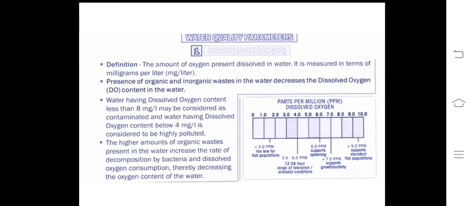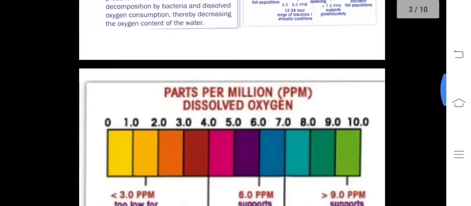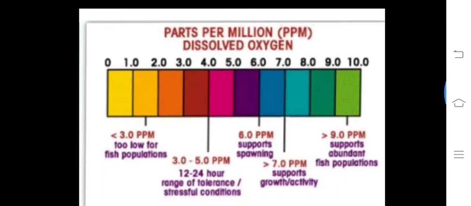Yes, you need a lot of oxygen for decomposition by bacteria, and dissolved oxygen is consumed, thereby decreasing the oxygen content of the water. Simple, because whatever bacteria, whatever microorganisms are present there, they extract oxygen from the water and use it to decompose the organic matters. So in this way the system has a very small amount of oxygen. How can other organisms survive with such a small amount of oxygen present in water bodies? You can see the dissolved oxygen in parts per billion.